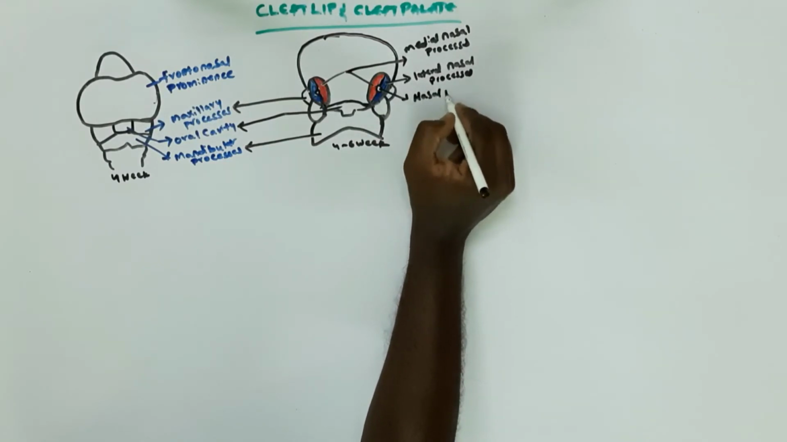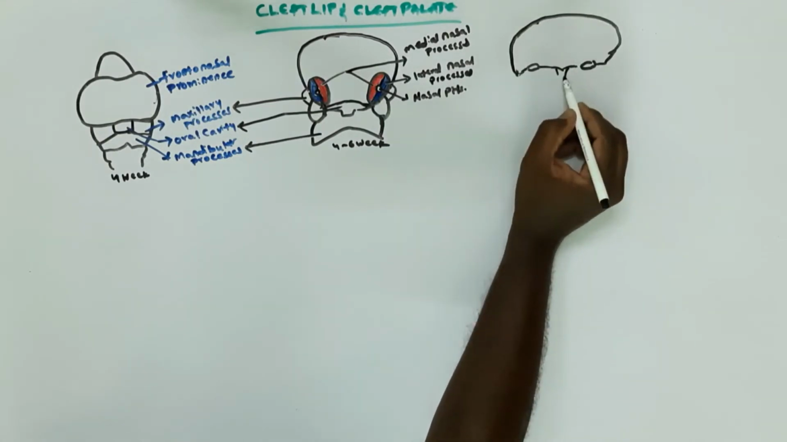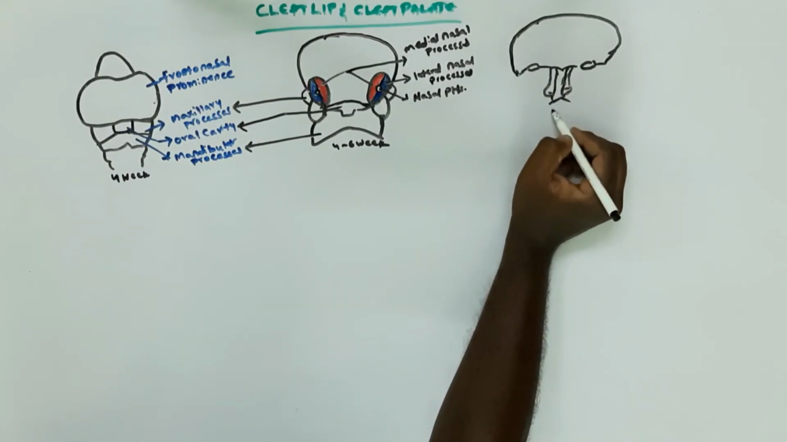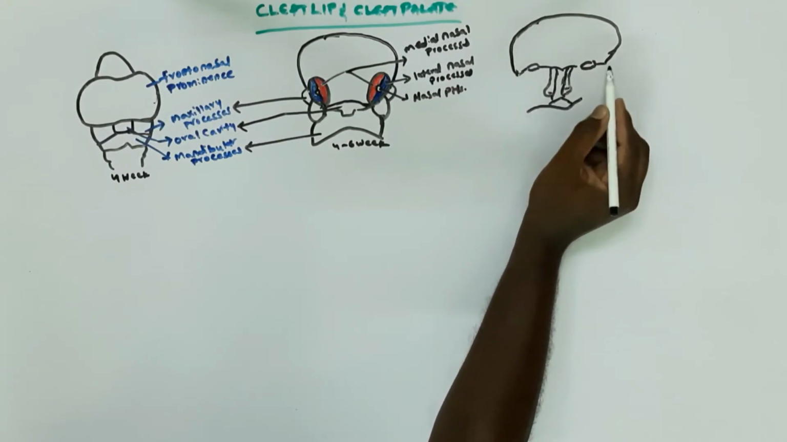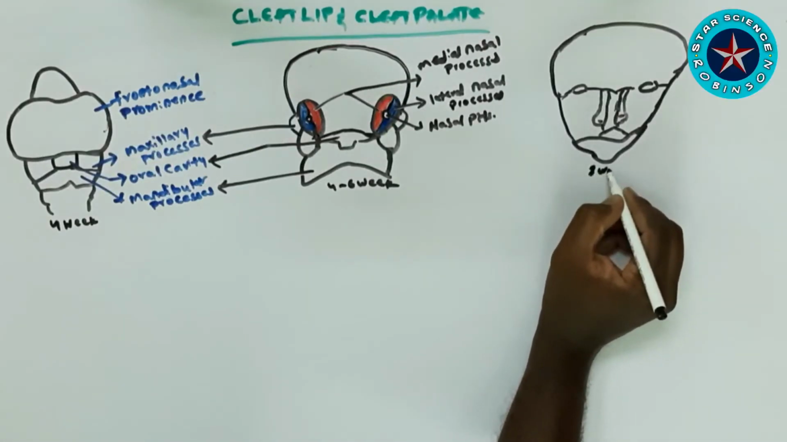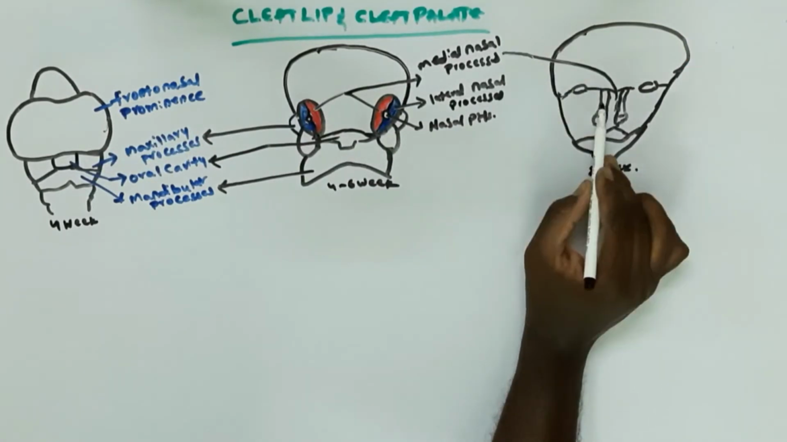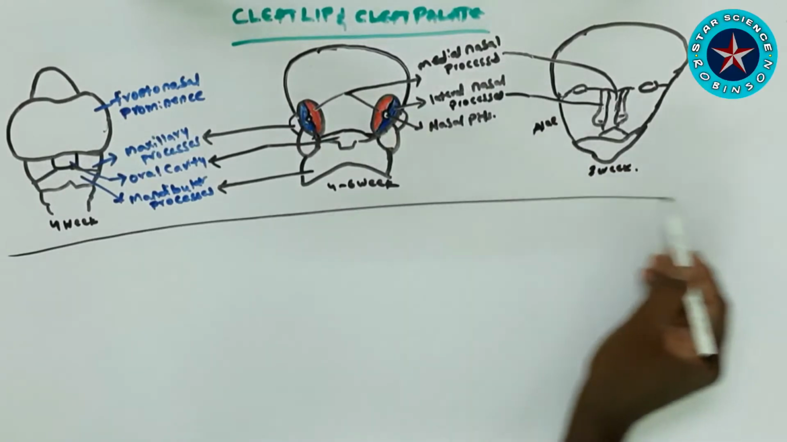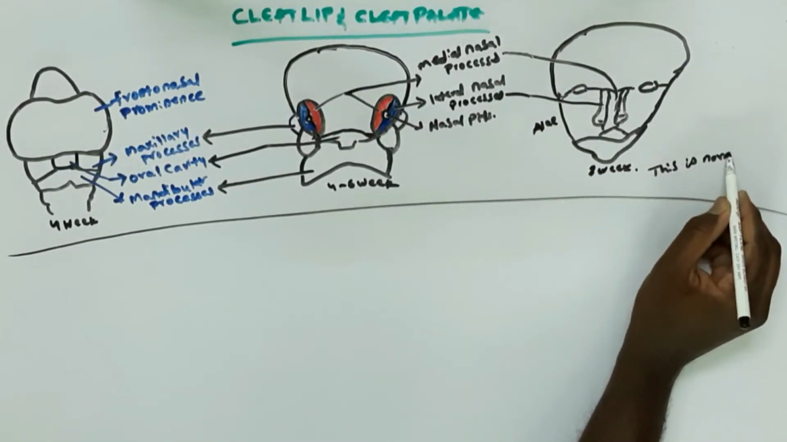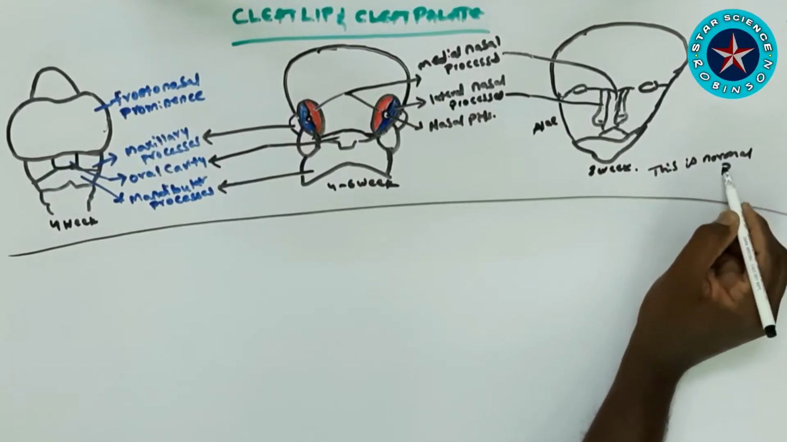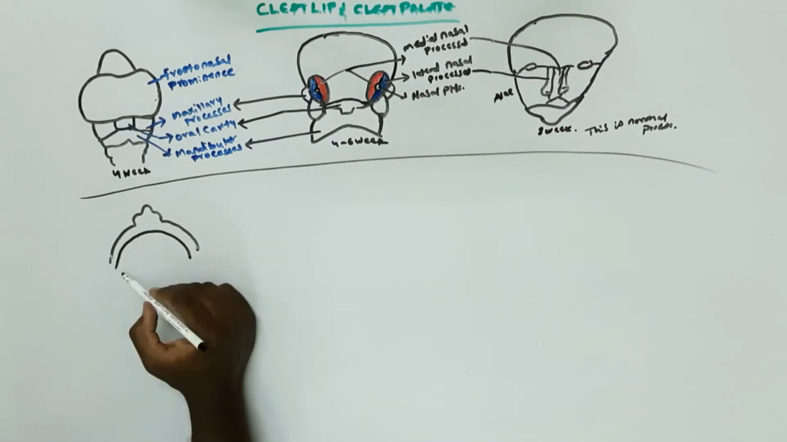At the end of the 8th week, we can see the medial nasal processes combine together to form the intermaxillary process. The failure of the medial nasal processes to fuse together will lead to cleft lip. So this is the normal way in the embryological developmental stage. If it does not occur properly, then we will have cleft lip and cleft palate. We'll see them one by one in our diagrams.